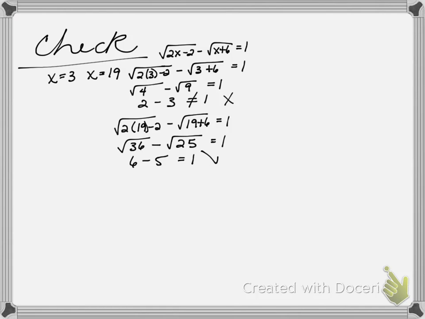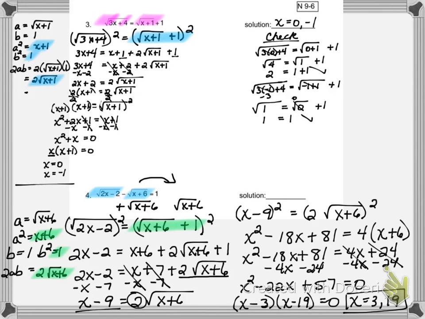Well, that one does check. So one of these answers works, and it is 19 and not 3. If I go back to my other page and look where we wrote those answers, 3 can't work, but 19 does. So we have x equals 19 is our answer for number 4.